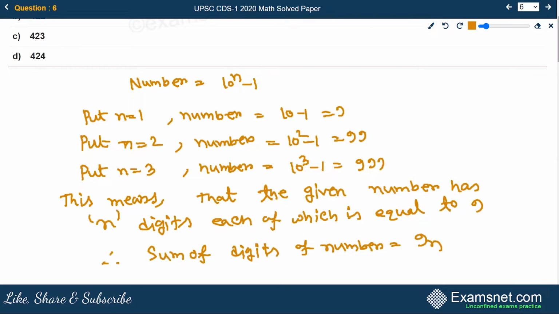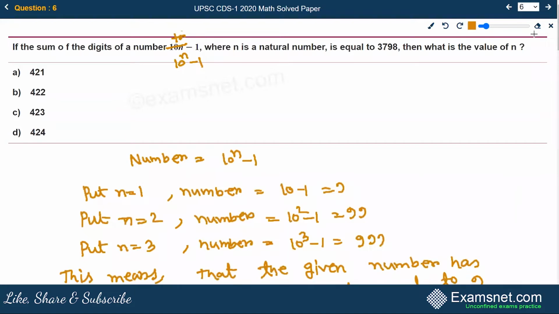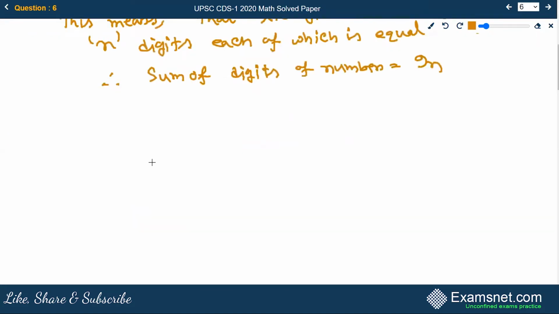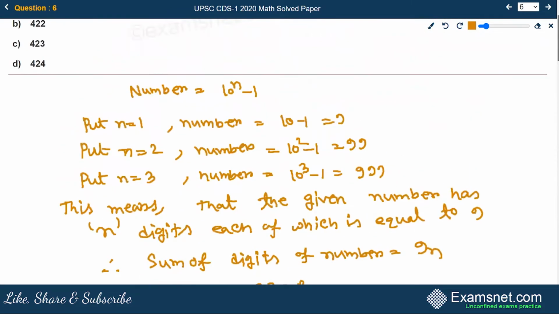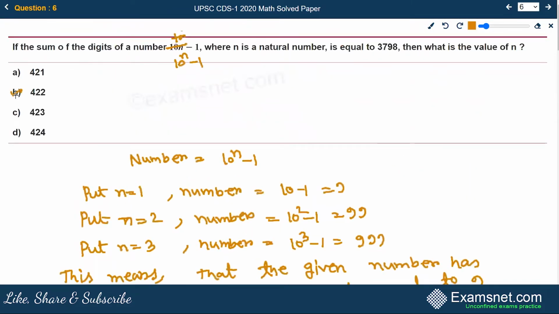But here it is given that the sum is equal to 3798. So 9n is equal to 3798 and n equals 3798 by 9, that is 422. The value of n is 422. Option B is the correct answer here.